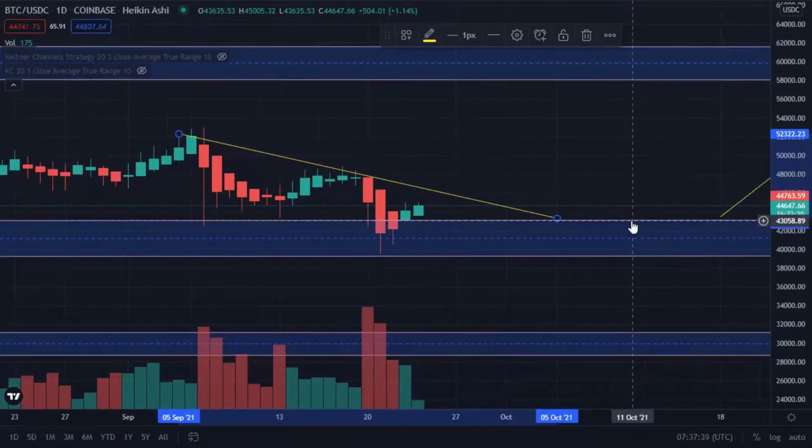The retest is the one that all traders buy on all graphs, but a lot of them forget to look at the 1-week graph on Bitcoin.